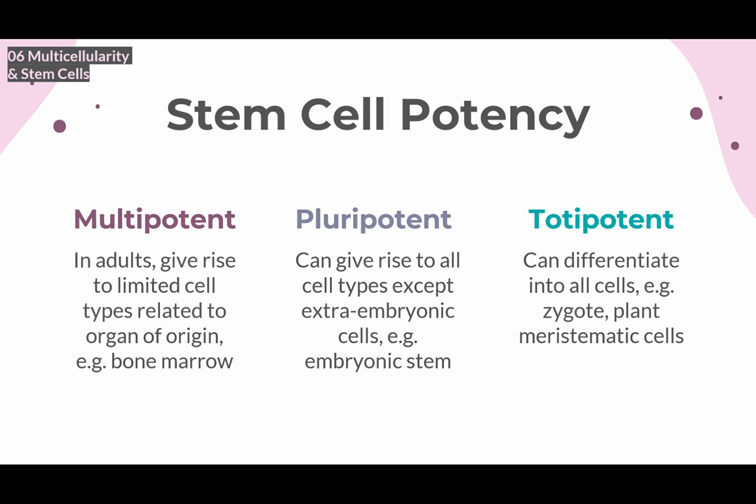Then we have the next higher potency, namely the pluripotent stem cells that can give rise to all cell types except the extra embryonic cells. And that's, for example, found in the embryonic stem cells. And lastly, we have the totipotent cell, the superhero among the stem cells, that can differentiate into all cells. For example, that's the case for the zygote and also plant meristematic cells.